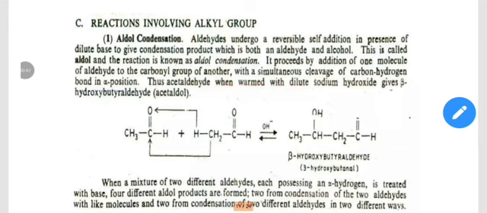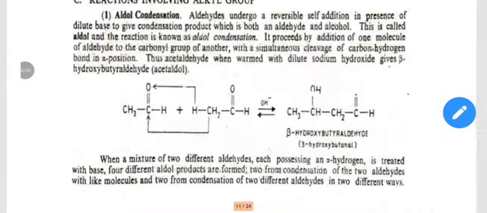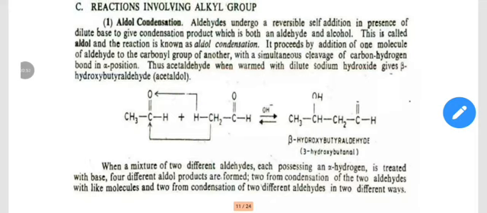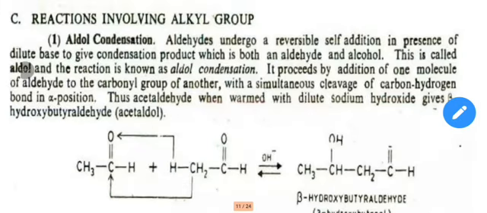The reactions involving an alkyl group. The first one is aldol condensation. Aldol means an alcohol and aldehyde, the two functional groups are obtained, known as aldol. Aldehydes undergo a reversible self addition in presence of dilute base to give a condensation product, which is both an aldehyde and alcohol. So aldol means both aldehyde and alcohol.